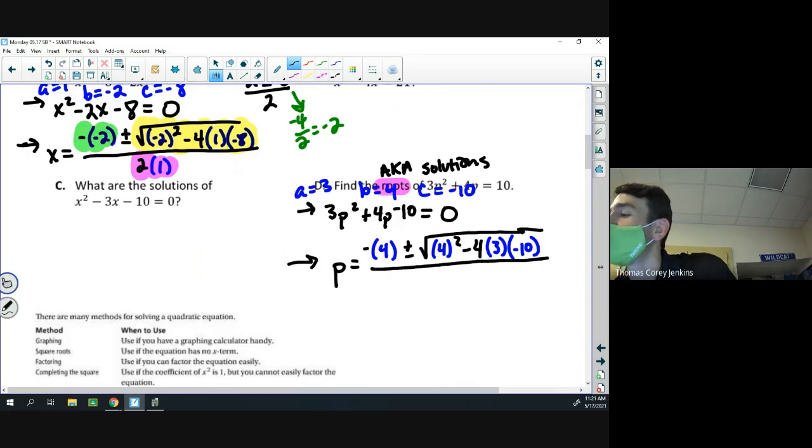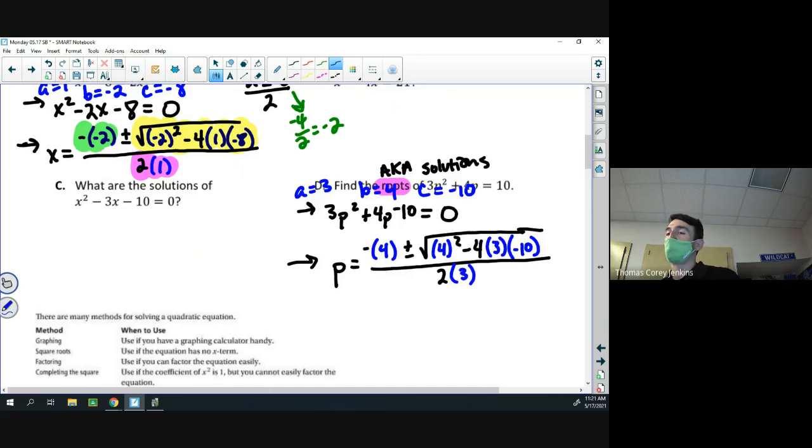All of that's over 2 times a. So 2 times 3. Any questions on that step? I know it's a lot, but anything confusing you so far? All right, so now we try to simplify.